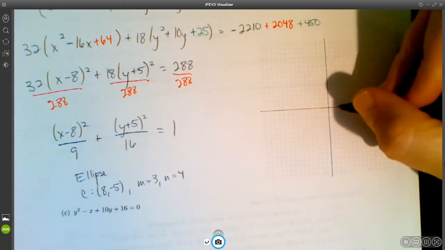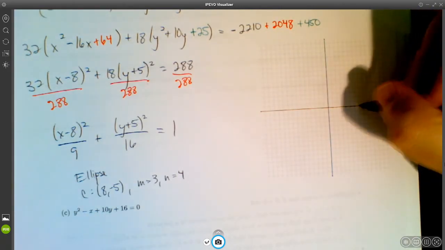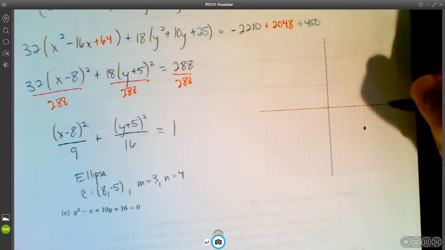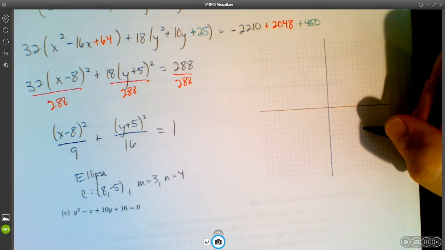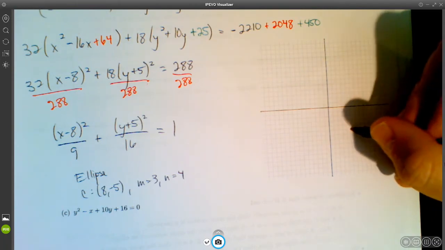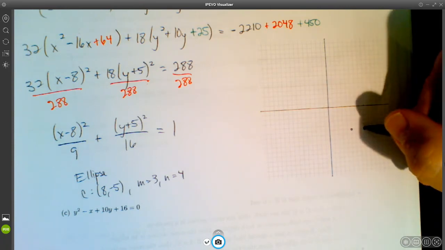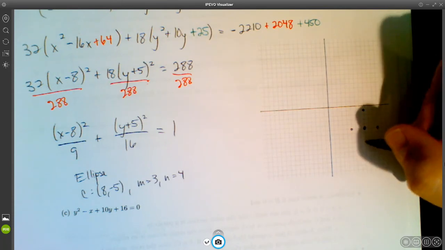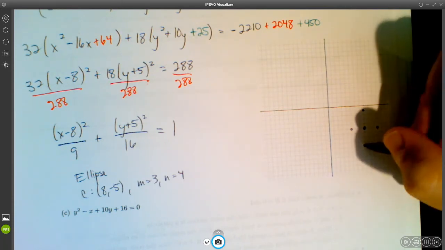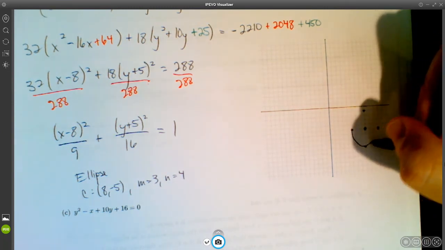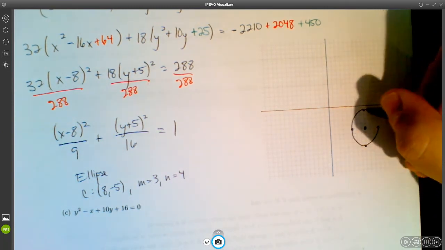Okay, so let's see what we've got. 2, 3, 4, 5, 6, 7, 8. 1, 2, 3, 4, 5. M is 3, so I'm going to move left and right 3. 1, 2, 3. 1, 2, 3. And N is 4, so I'm going to move up and down 4. 1, 2, 3, 4. 1, 2, 3, 4. Okay. So there we go. There's the ellipse.